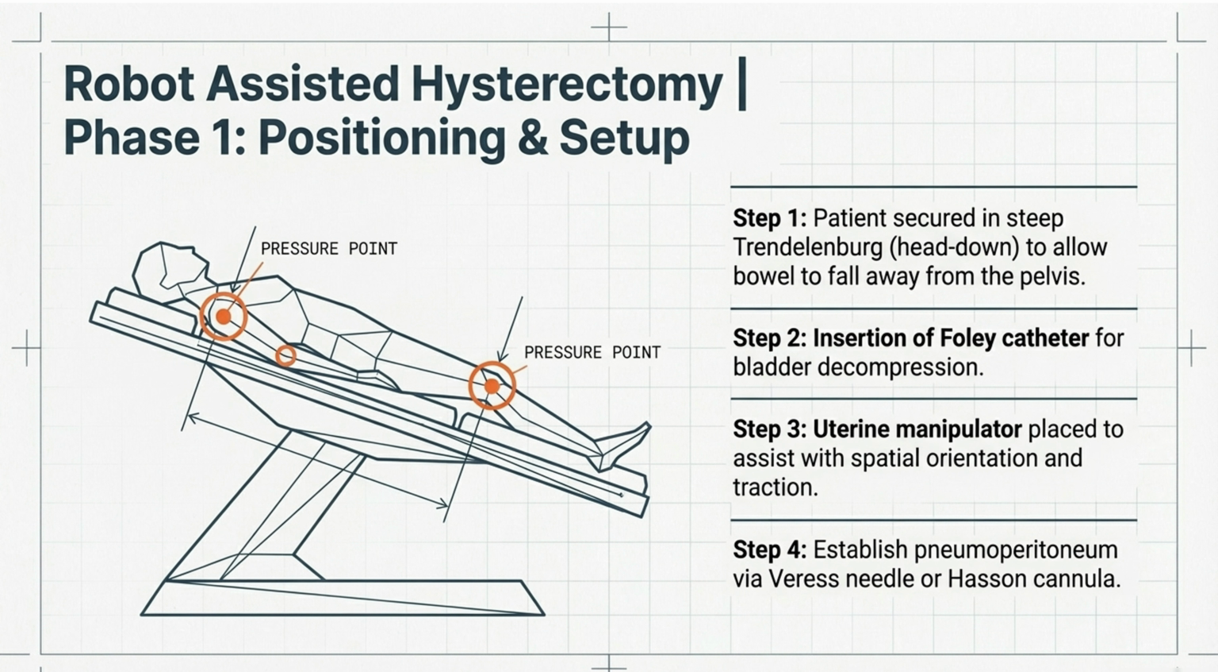The procedure begins with proper patient positioning. This is for a hysterectomy. This is becoming more and more prevalent to use. A Foley catheter is inserted to decompress the bladder. A uterine manipulator is placed to assist with positioning and traction. Pneumoperitoneum is then established to begin the procedure.